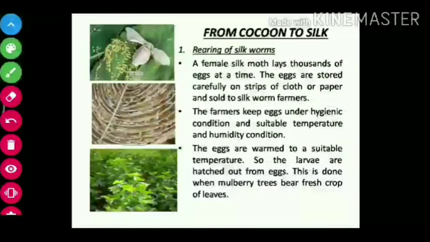Next we'll go from cocoon to silk. So how silk is produced from cocoon? Okay, so the silk farmers get silk from cocoon, and they have different process. There are two process. Number one is rearing of silkworms. Look at here. A female silk moth lays thousands of eggs at a time, and the eggs are stored carefully on the strips of cloth or paper and sold to silkworm farmers.